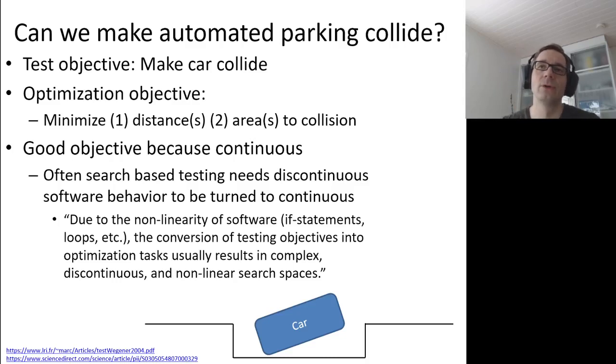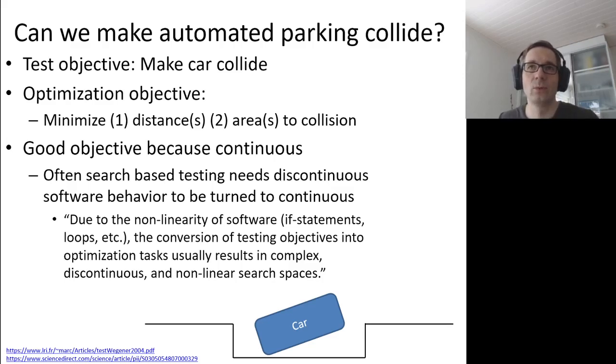And even further, if you go to other kinds of search-based testing problems, the fact that software is not very linear often results in problems. I mean, you have if statements, loops, and it usually results in complex, discontinuous or non-linear search spaces. So this is one of the challenges of search-based testing, how to turn the optimization problem in a way that it is a continuous space. So once it's continuous, then you can start to use the different sort of evolutionary algorithms on it.